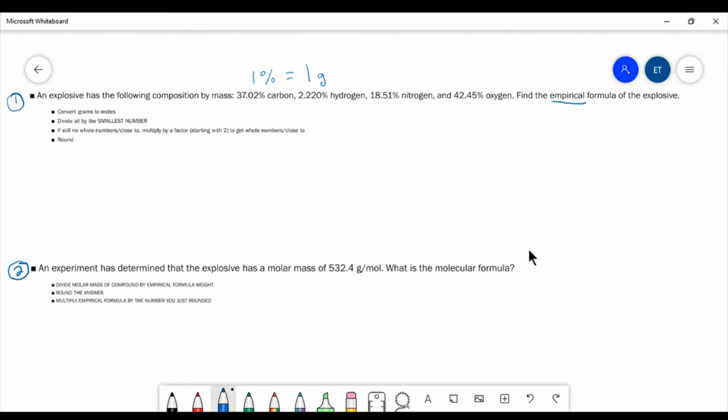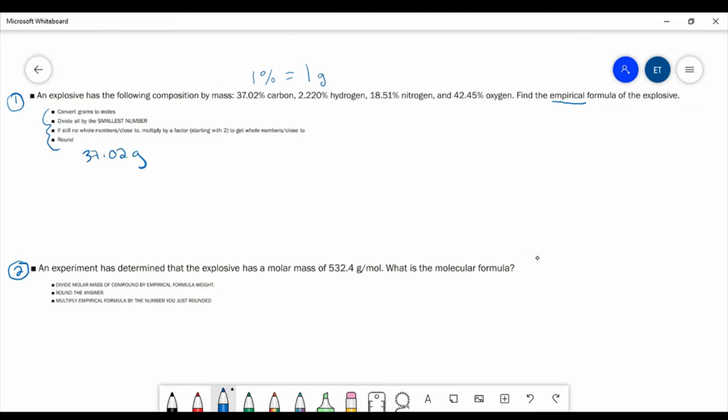So I wrote here a few steps that you can follow in order to find the empirical formula. The first one says that you need to convert grams to moles. And right here, we're dealing with percentages. But basically, we're going to take this into consideration: 1% is basically the same thing, in this case, as 1 gram. So we are going to write that here.